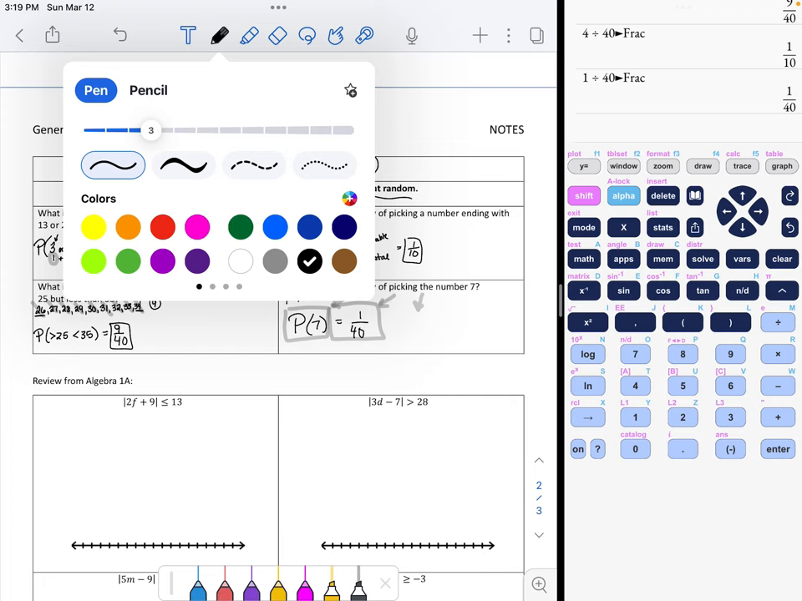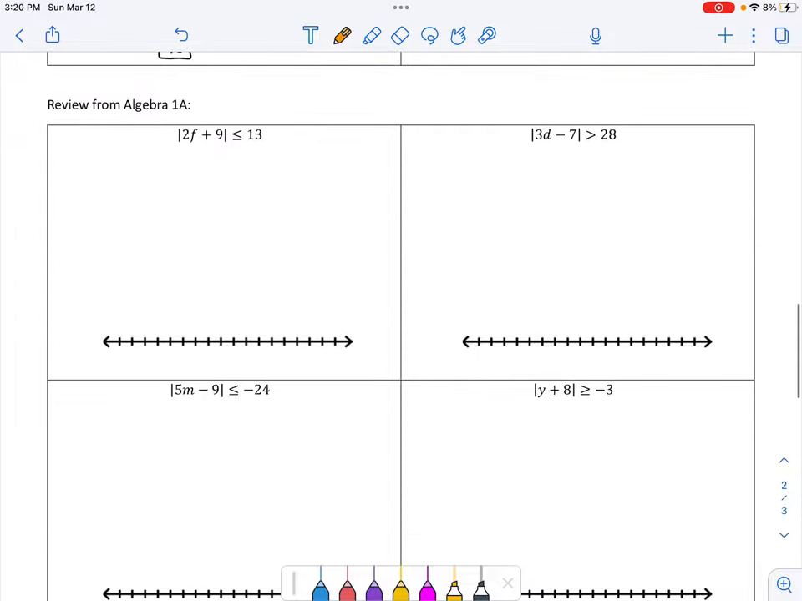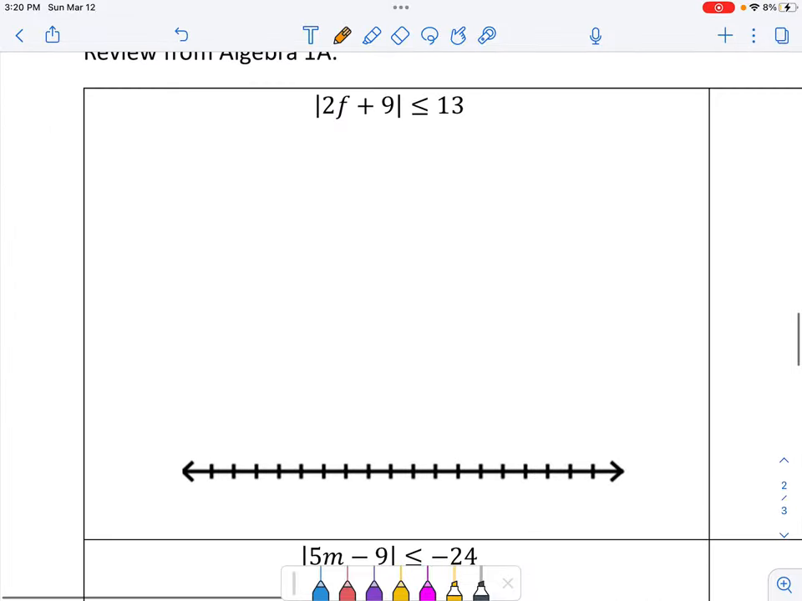So Algebra B just flows from Algebra 1A. We have to know this kind of stuff. We can't just let this go out of our brain. This is still a continuation, it's just one big course. It just so happens that it's all year long.